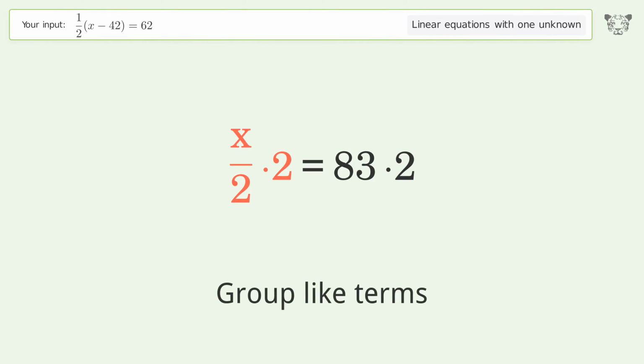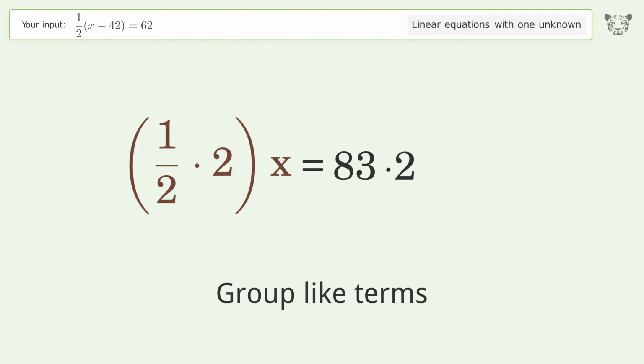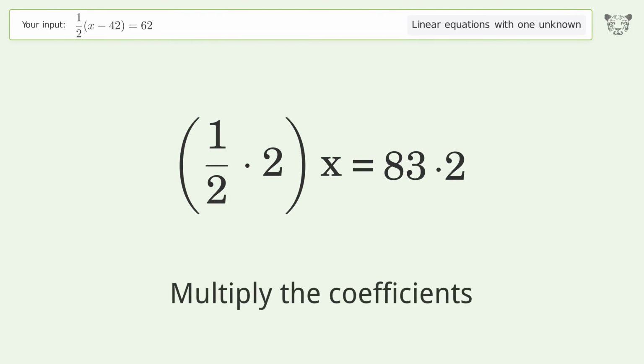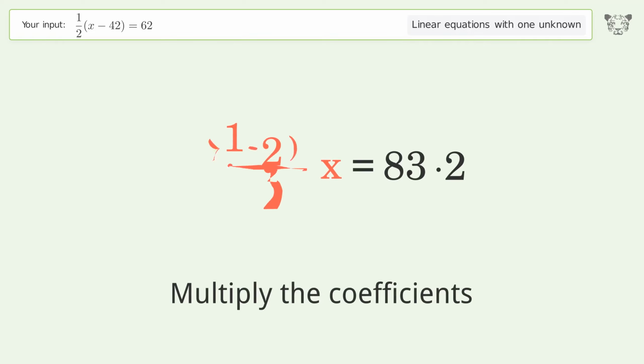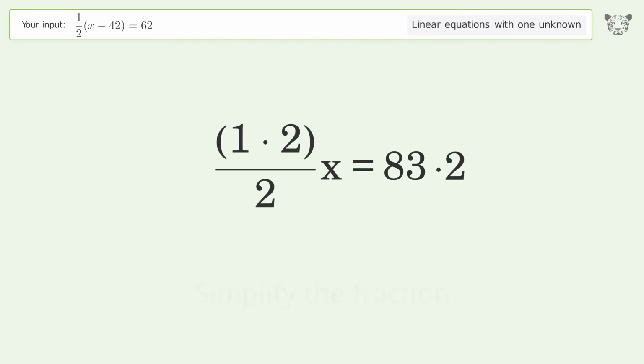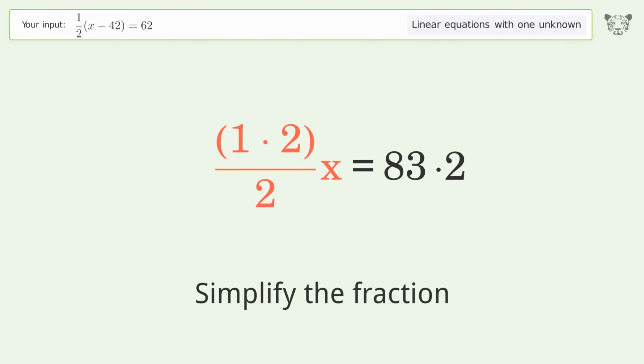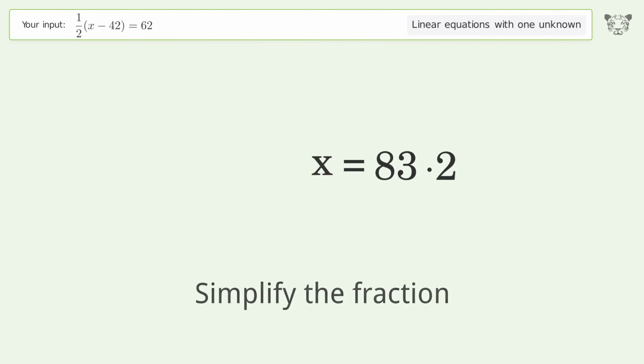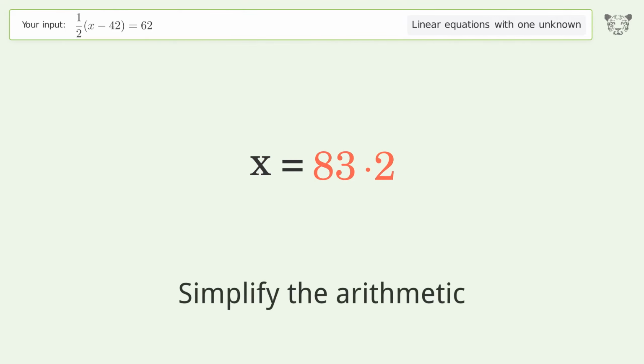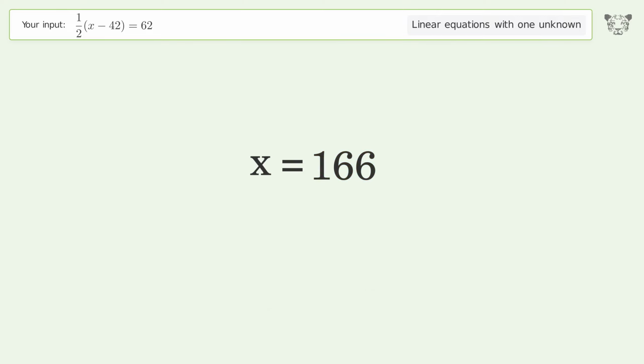Group like terms. Multiply the coefficients. Simplify the fraction. Simplify the arithmetic. And so the final result is x equals 166.